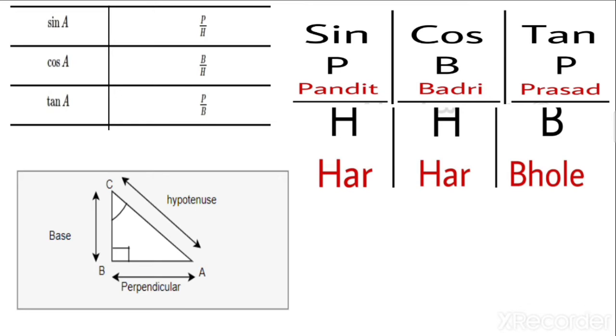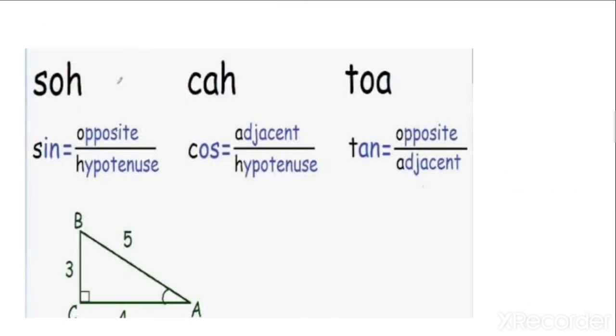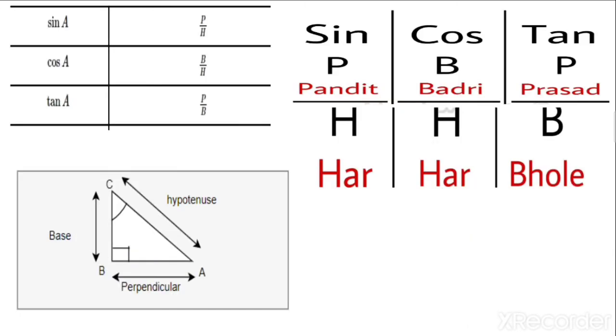Again the cos, the denominator is H, that is Har. Tan, the denominator is base, that is B. That means Pandit Badri Prashad Har Har Bole. Very easy. So those who have difficulty learning SOH, CAH, TOA can move on to Pandit Badri Prashad Har Har Bole. So the choice is yours.